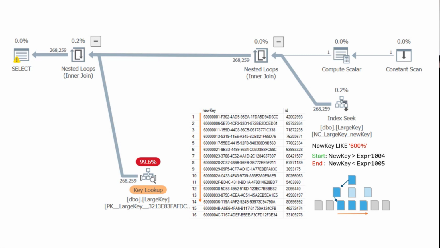During the optimization phase, the query optimizer might sort the outer input of the nested loop. So it can actually sort these IDs. The outer input will not be sorted by the new key, but it could be sorted by the IDs, which is a clustering key.